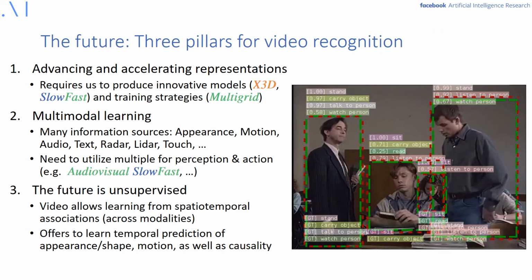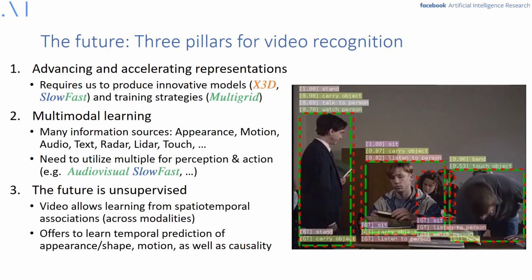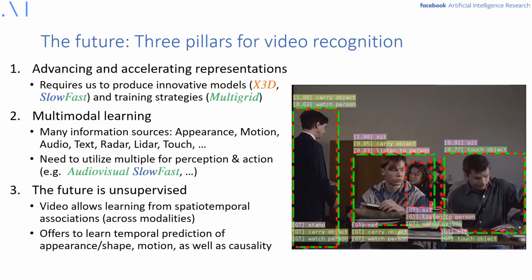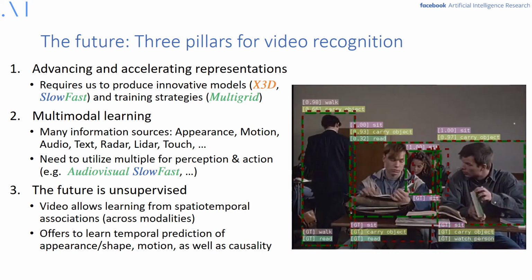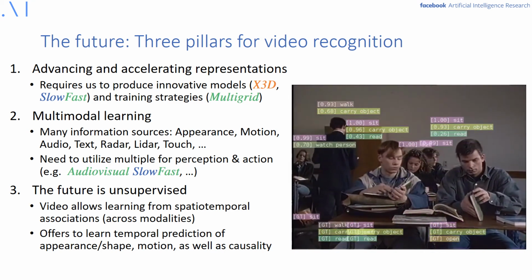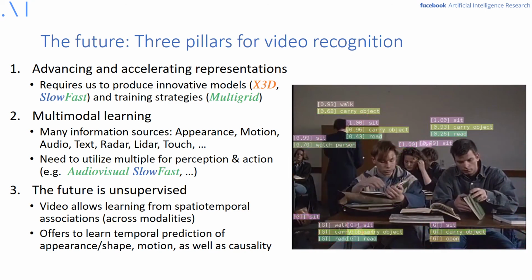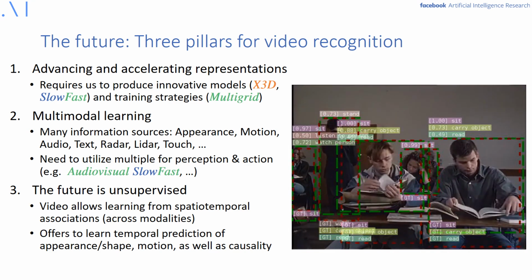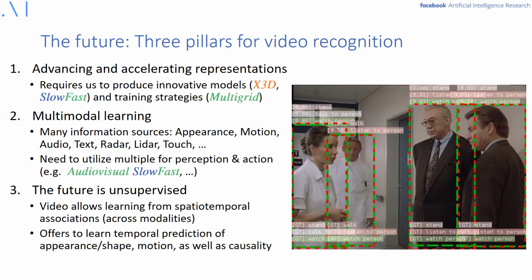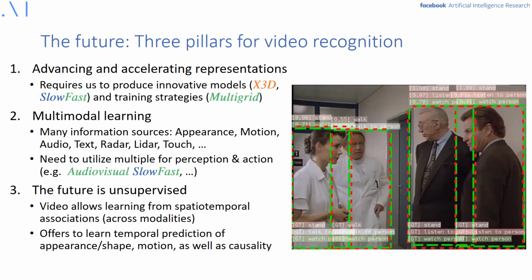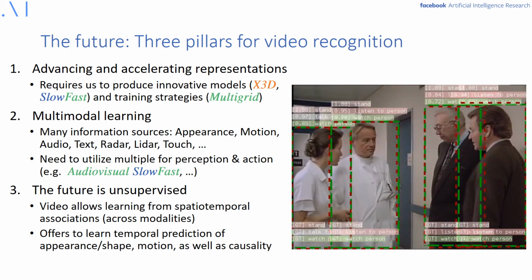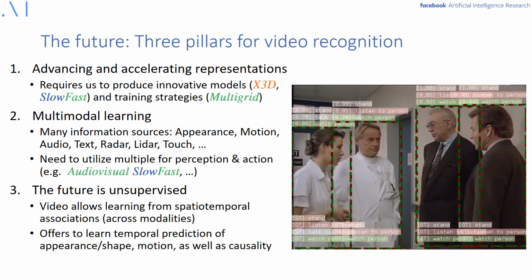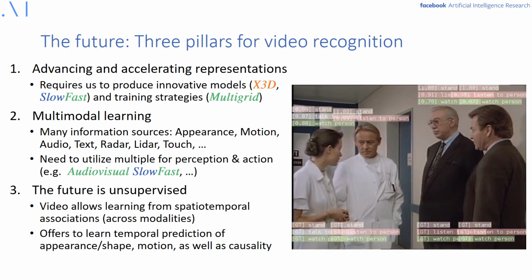In conclusion, there are, in my point of view, three important aspects for moving forward in video recognition. So first, advancing and accelerating video modeling will need innovative models, such as X3D or SlowFast, presented in this talk, and also training strategies like Multigrid, for example. Second, the world is multimodal, and video captures this richness. I think our models should also hear and see. Maybe SlowFast is a first small step into this promising direction.